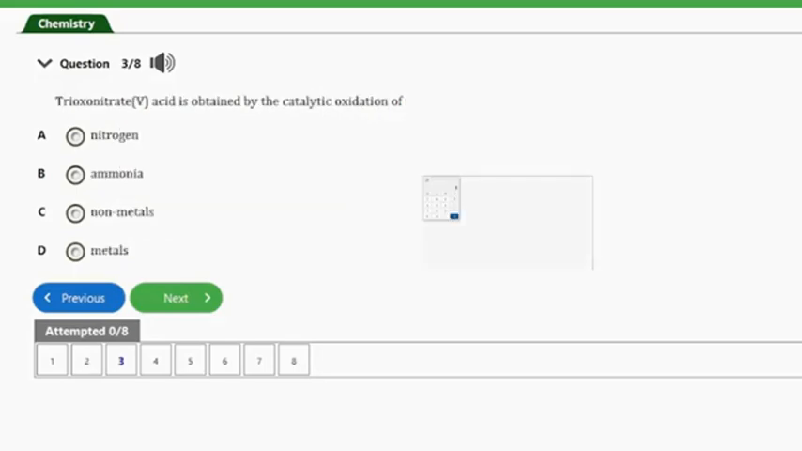It says, trioxonitric acid is obtained by the catalytic oxidation of A, nitrogen, B, ammonia, C, non-metals, D, metals. So guys, the answer to this question is option B, and that's ammonia. So let's consider the next question. Question number 4, it says, determine the volume of 2 moles of SO2 at standard temperature and pressure.